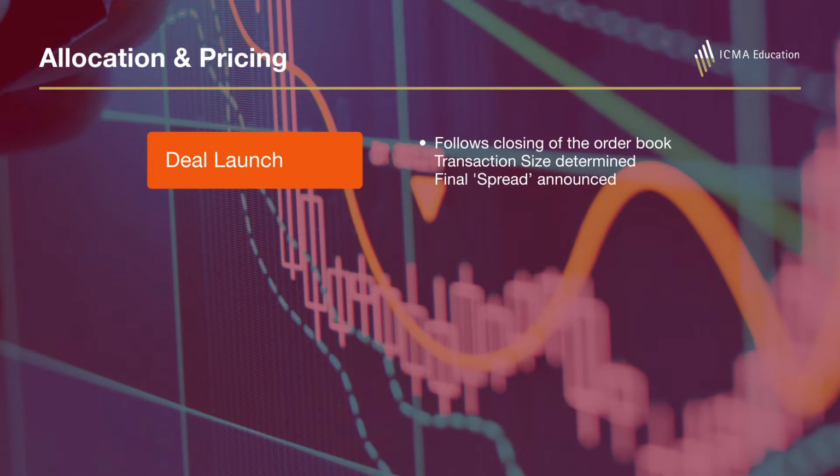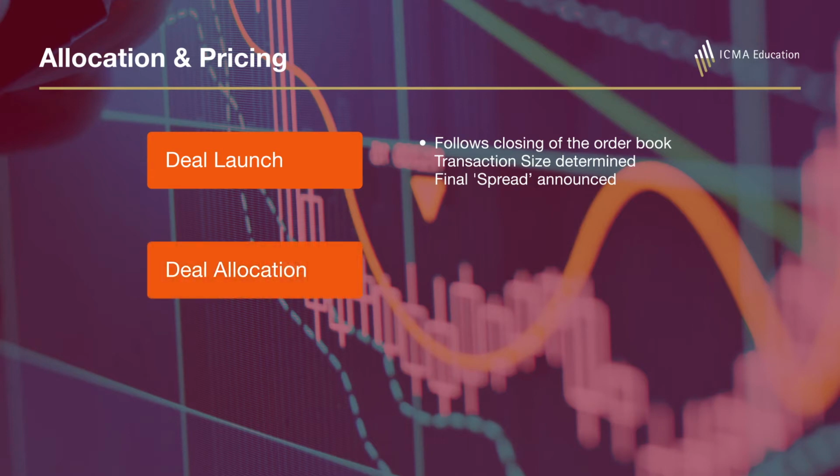And the spread that we're referring to there is the basis points difference between the yield on the underlying government benchmark over which the deal is priced and the yield of the new issue itself. And in terms of sequence, we have the deal launch and then the deal allocation process.